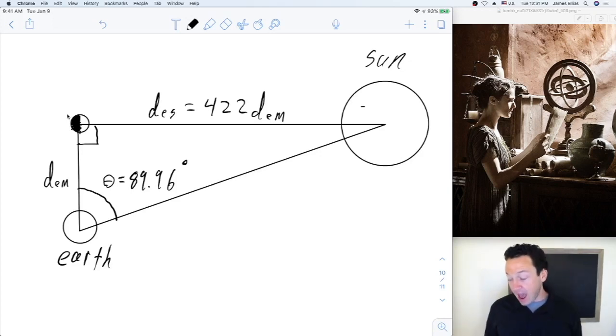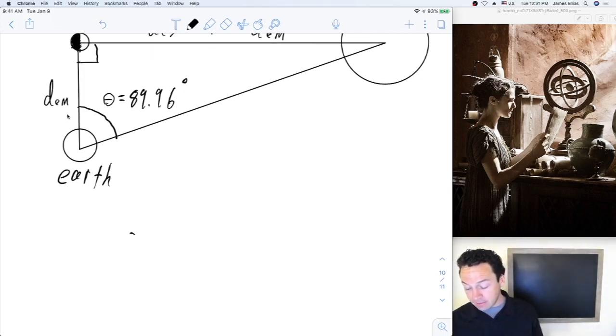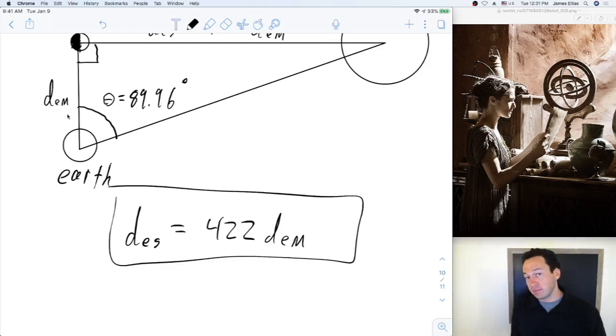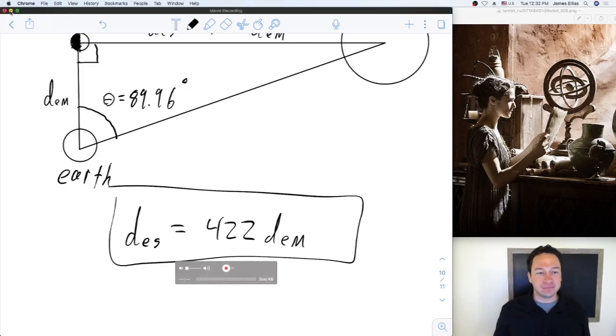So anyway, here we have a very interesting discovery, which is that the distance between the Earth and the sun is 422 times larger than the distance between the Earth and the moon. Now, we don't know the distance between the Earth and the moon. We don't know how far that is, in kilometers, in units that we actually can compare to ourselves here on Earth. But we do know the relationship between the distance to the moon and the distance to the sun. And you're going to see that this ends up being extremely powerful knowledge.